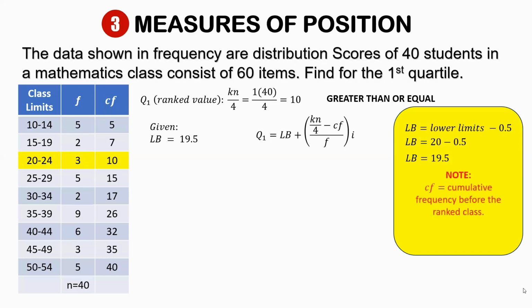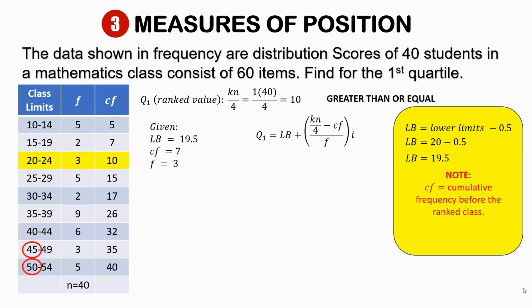So let's take a look at the cumulative frequency. But remember, cumulative frequency is the cumulative frequency before the rank class. What is the rank class here? That is highlighted in yellow. So what will be the cumulative frequency? That is equal to 7. That is the cumulative frequency before the rank class. Our frequency is the frequency of our rank class. So that is equal to 3.